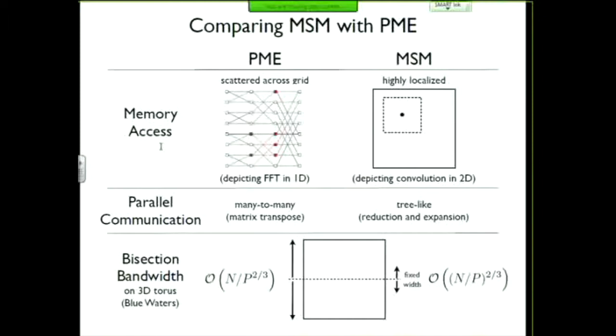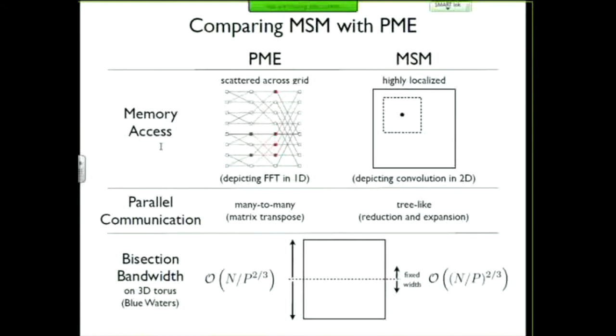And so you can also think about the difference here in terms of the bisection bandwidth, where for PME, you basically need to communicate a full N's worth of data across your P to the two-thirds face of processors when you think in terms of just that theoretical division in your computer. Whereas with MSM, it's really just a fixed width. So MSM gives you something that is actually able to scale the problem size with the processors.